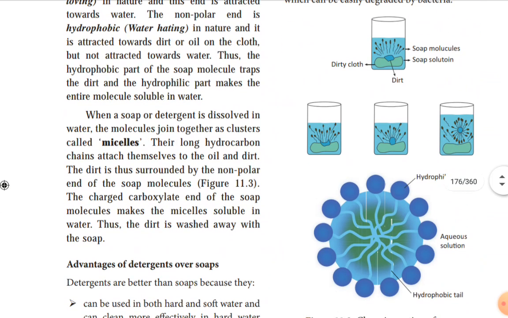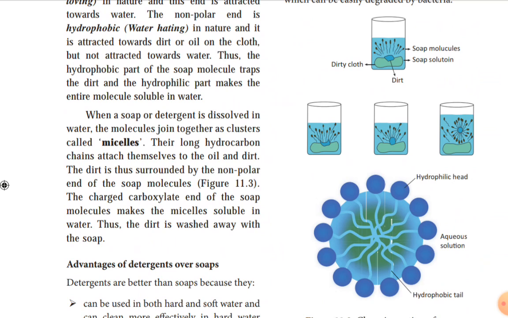Then what is micelles? When a soap or detergent is dissolved in water, the molecules join together as clusters called micelles. So you have to understand what is called a micelle. Sometimes it will also be asked in objective or 2 mark questions.